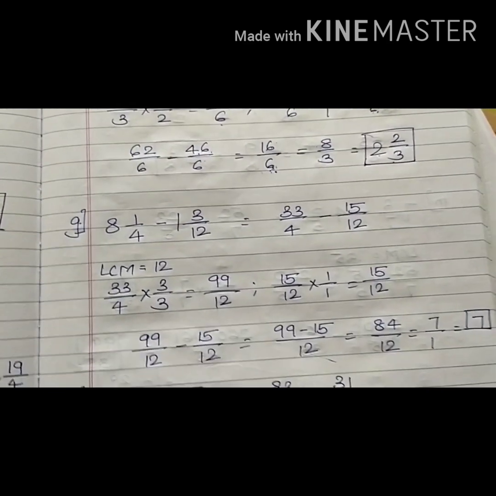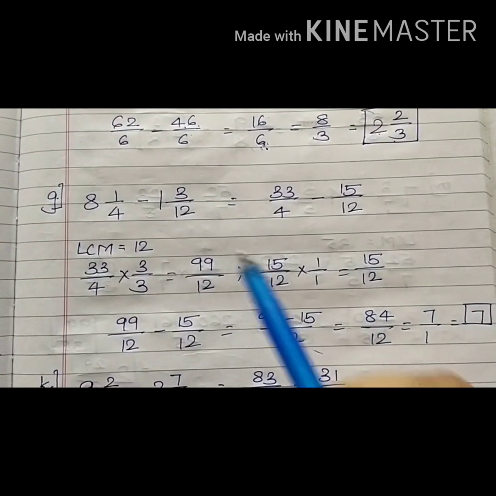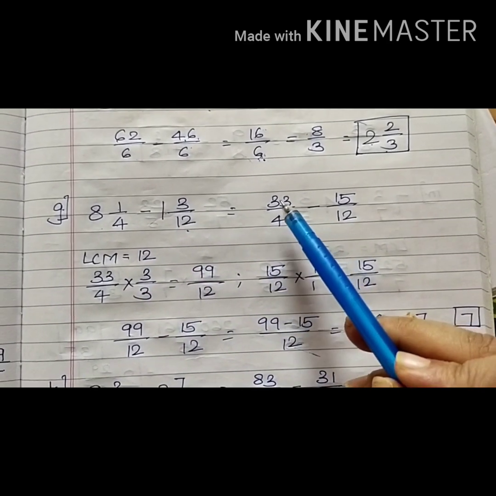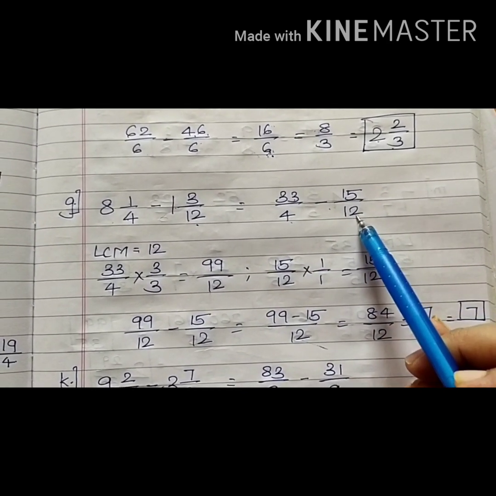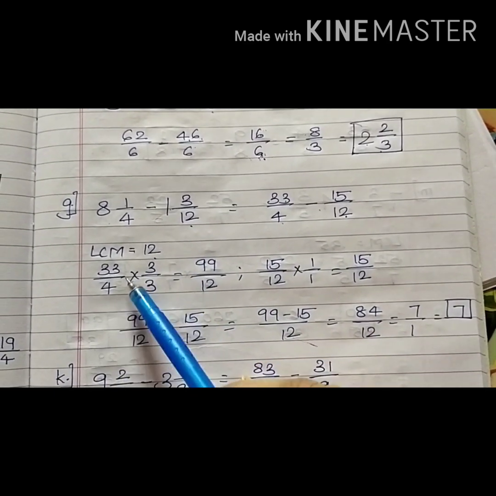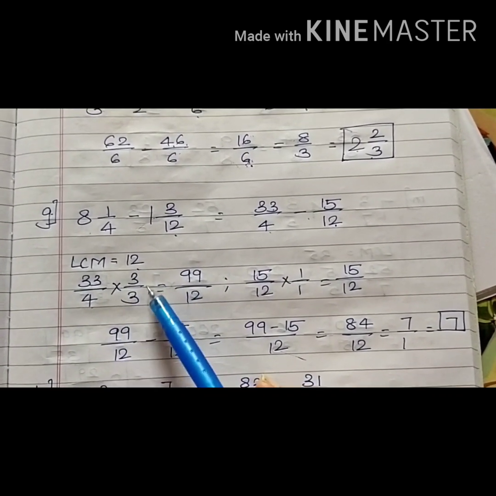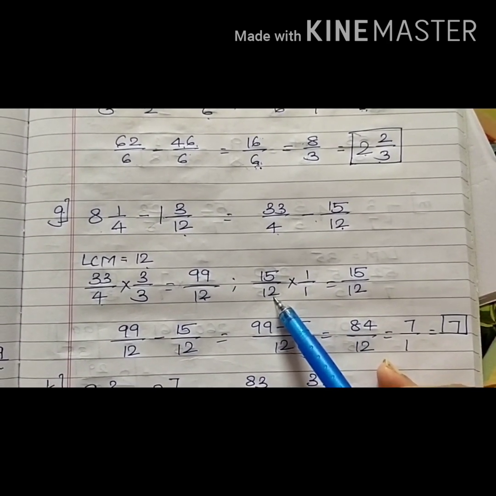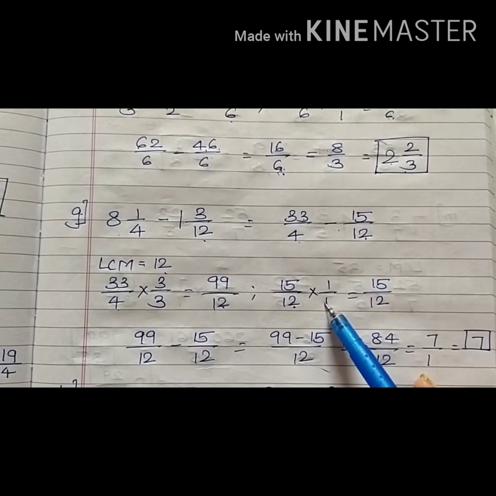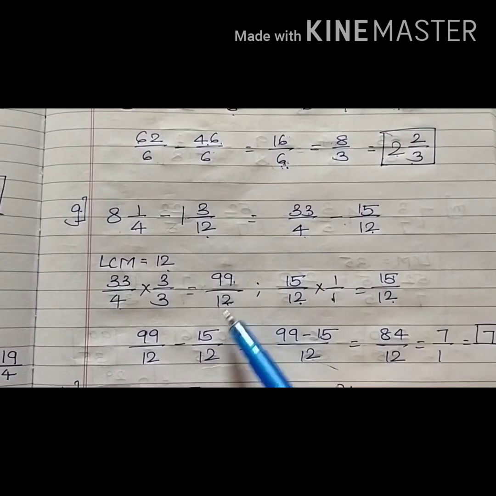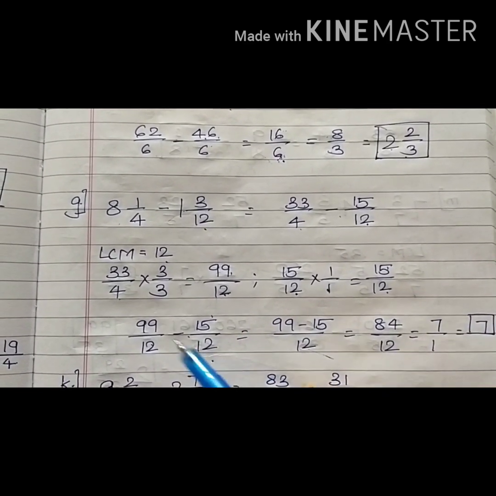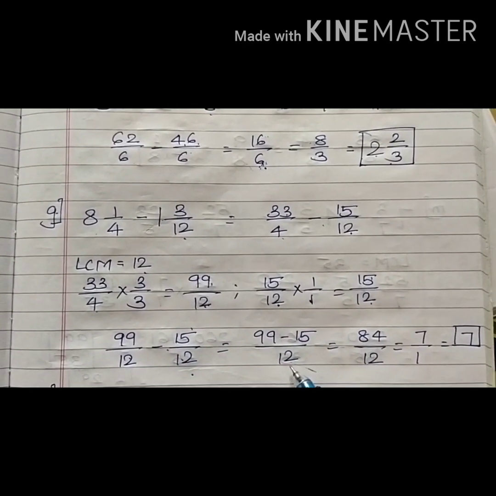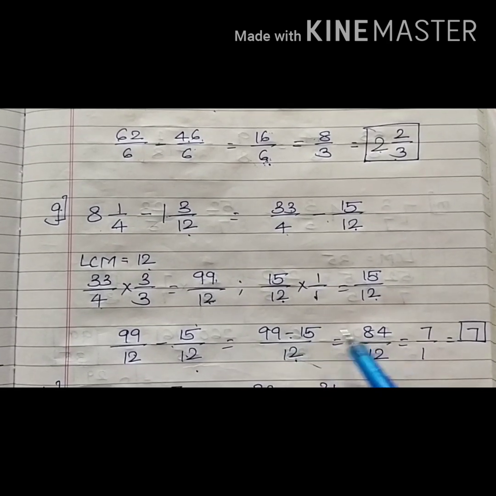To continue with the G1, my mixed fractions were 8 1 upon 4 and 1 3 upon 12. Converting into improper fractions, I get 33 by 4 minus 15 by 12. The LCM is 12. So 33 upon 4 to be multiplied by 3, I get 99 upon 12. For the second fraction, the denominator is 12 itself, so simply multiplied by 1, I get 15 upon 12. So 99 upon 12 minus 15 upon 12. Now I simply subtract the numerators because my denominators have become equal. So I write it only once and 99 minus 15 gives me 84.